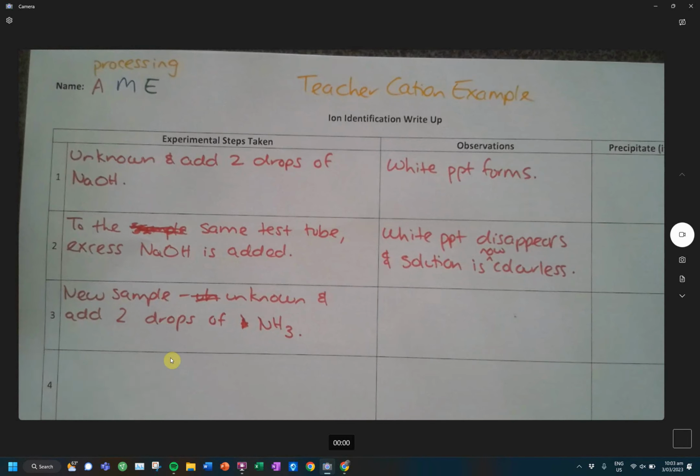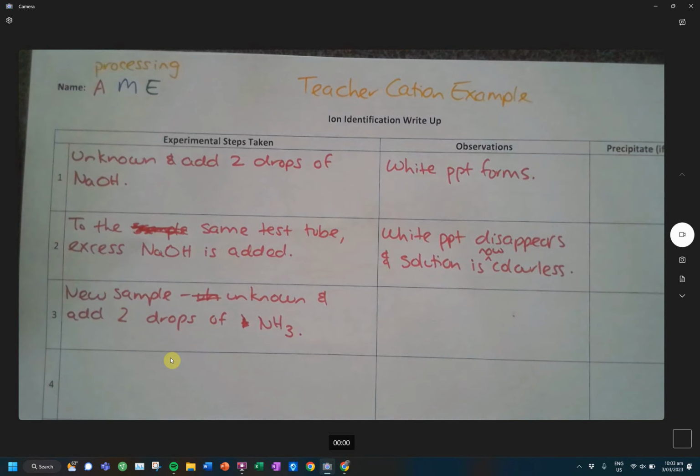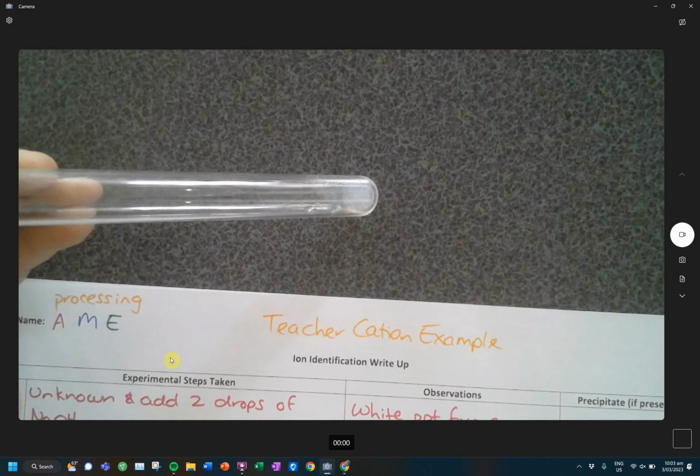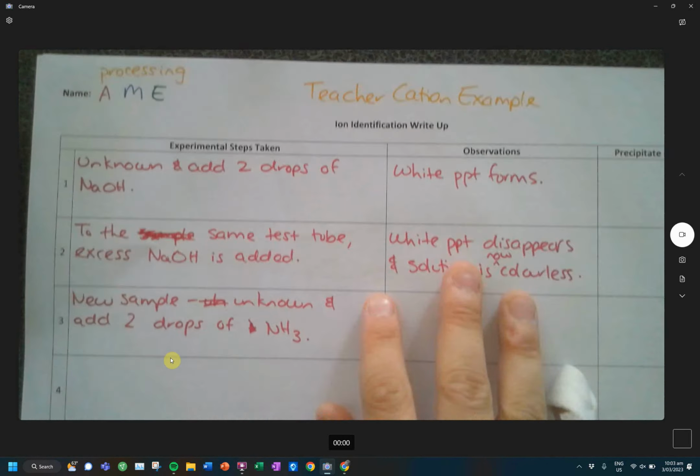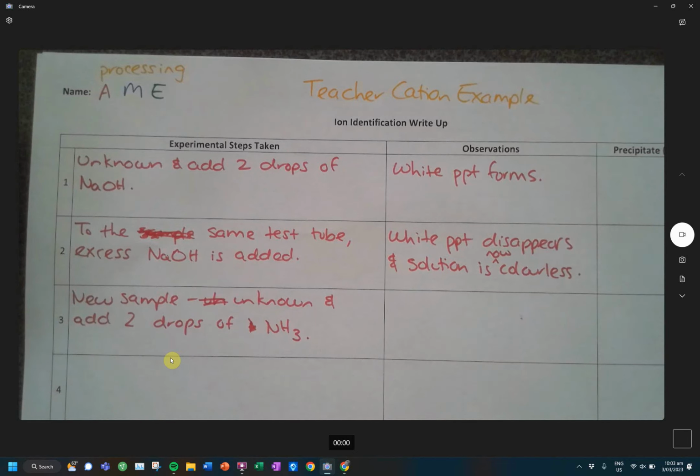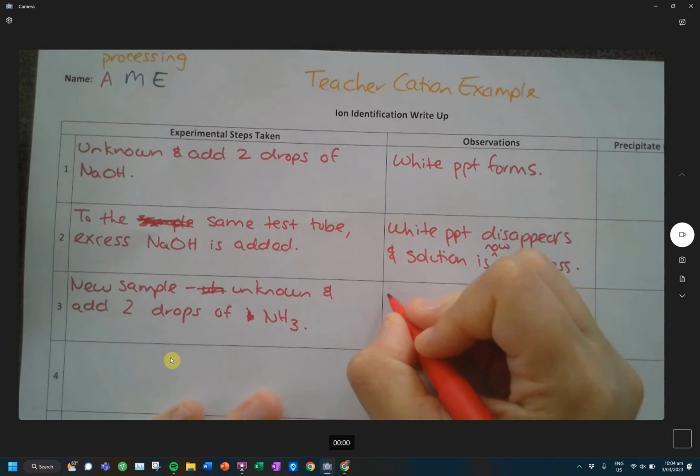There we go. All right, new test tube, grab my unknown. Again, remember about those ratios. You just want a little bit, but not too much, because then you're going to make a lot of precipitate and it's going to be hard to dissolve it. All right, here's my ammonia. Again, colorless solution. Carefully add the 2 drops. You see a precipitate form, just like we did last time. So we're going to make that note. White precipitate forms.